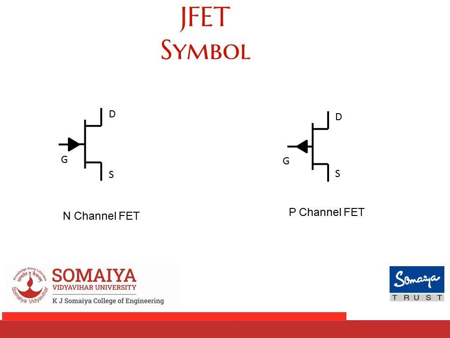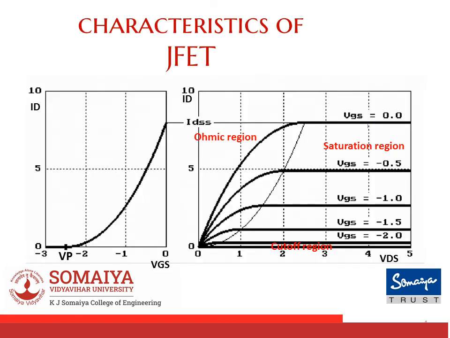Let me move to the characteristics of the junction field effect transistor. Unlike BJT, we don't discuss input and output characteristics, but we will be discussing the transfer characteristics and the output characteristics. The reason is my input current for JFET, that is current IG, is equal to 0 as my input junction is reverse biased. Let's start off with our transfer characteristics.